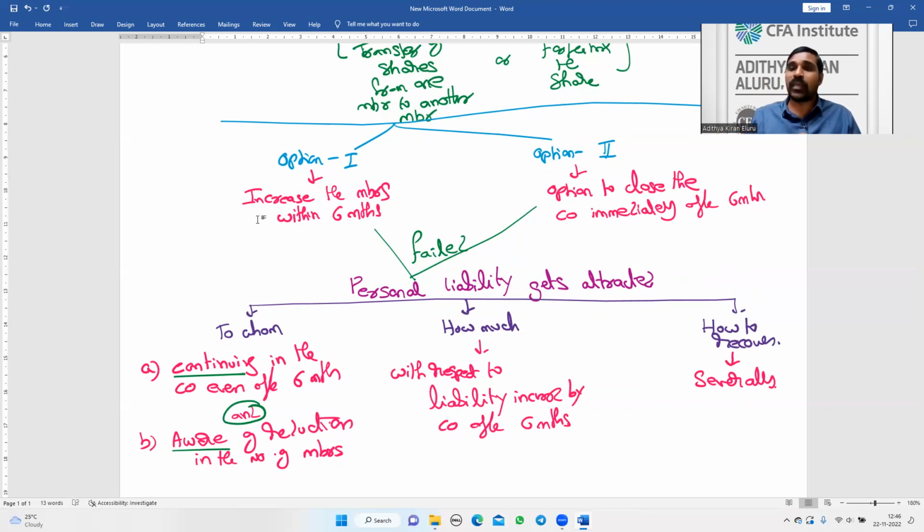So how much is the personal liability? With respect to liabilities incurred by the company after 6 months, not with respect to liabilities before reduction, nor liabilities during the grace period of 6 months, only for liabilities after 6 months. How to recover that liability? Severally, not jointly and severally, only severally. Okay, thank you.